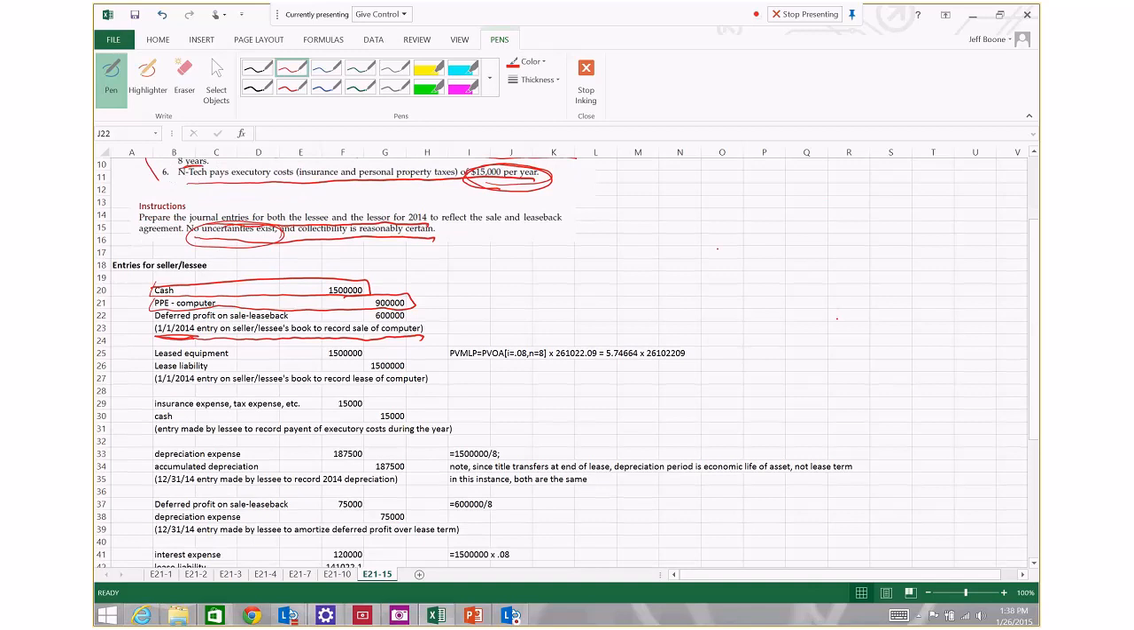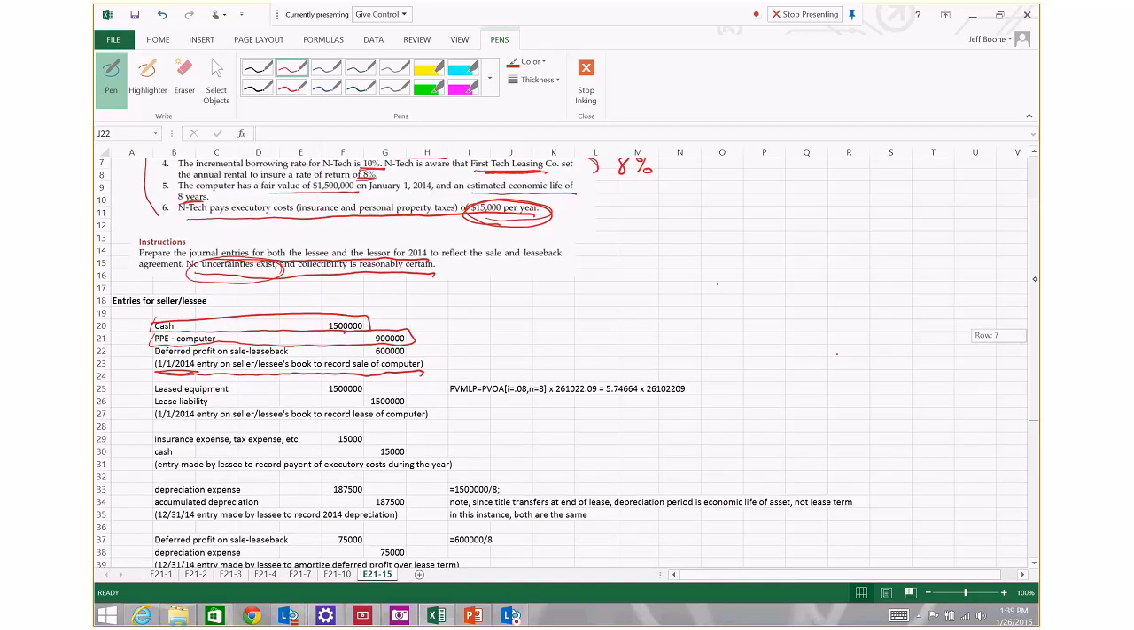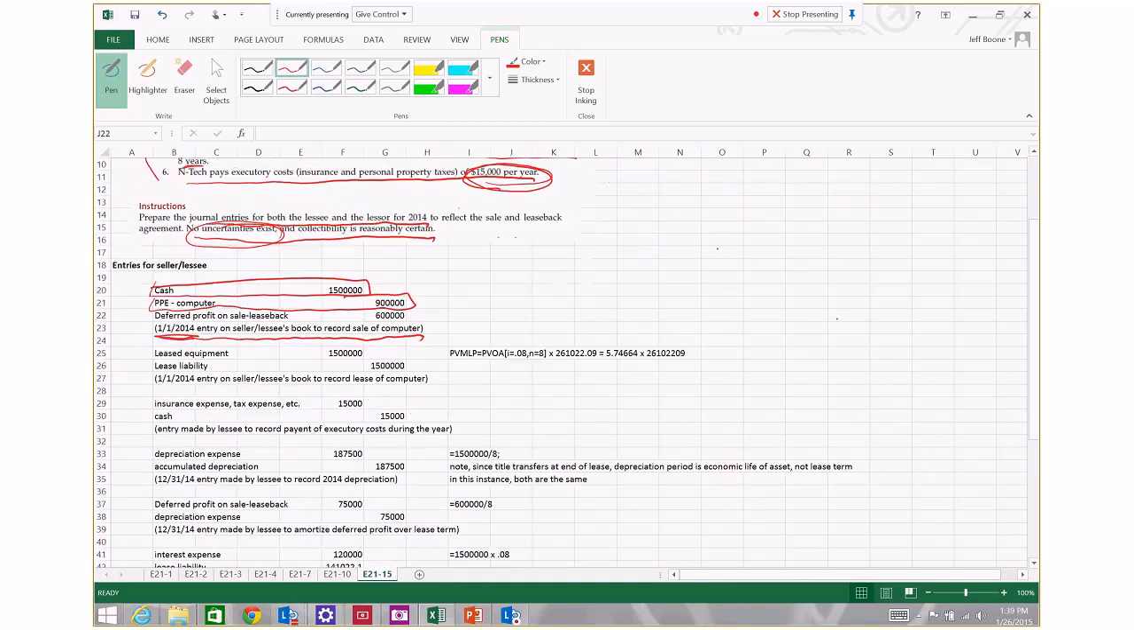And then, as I mentioned earlier, the excess of the sales price over the carrying amount of the computer in the accounting records of Intech represents a gain on the sale of the computer equipment.